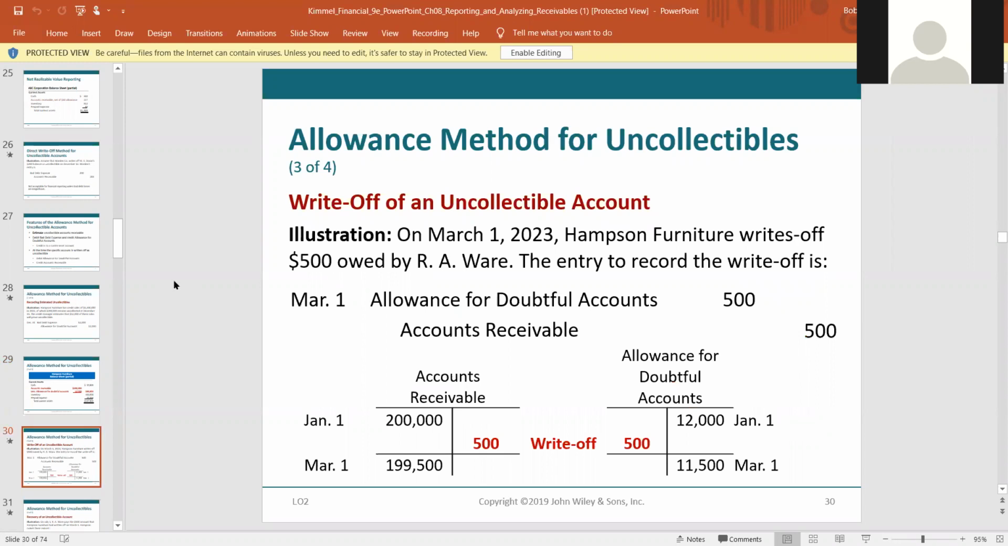Now we're into a new month, and Hampson writes off $300 owed by R.A. Ware. Now we know who the bum is. We're not estimating, we know who the guy is. So we are going to write off the bad debt with a debit to the allowance for doubtful accounts and a credit to accounts receivable. Debit to the allowance account, because that's why we set it up, and credit accounts receivable.